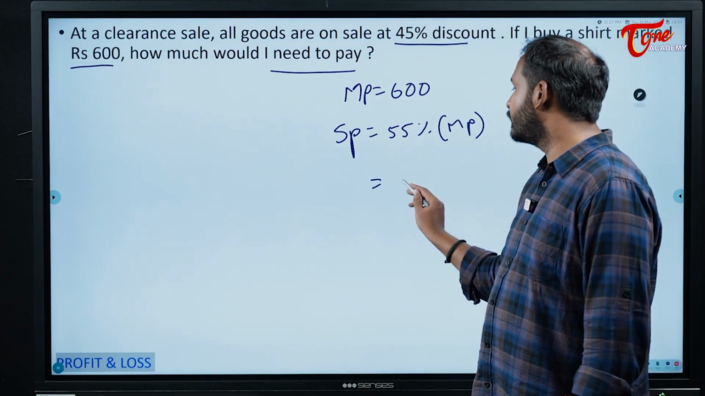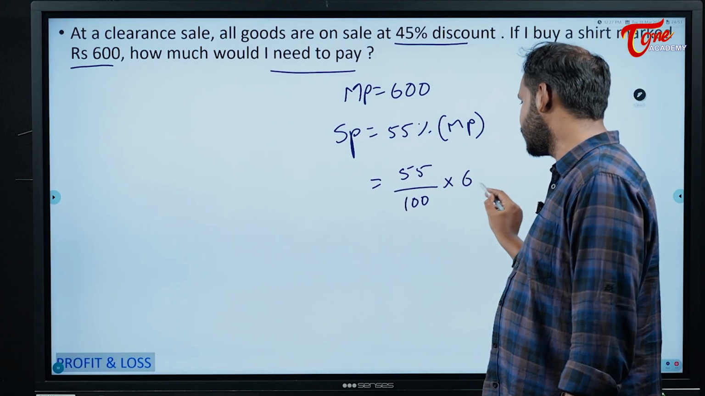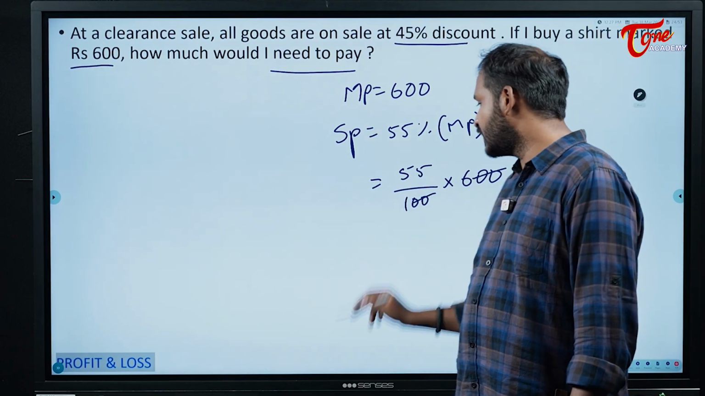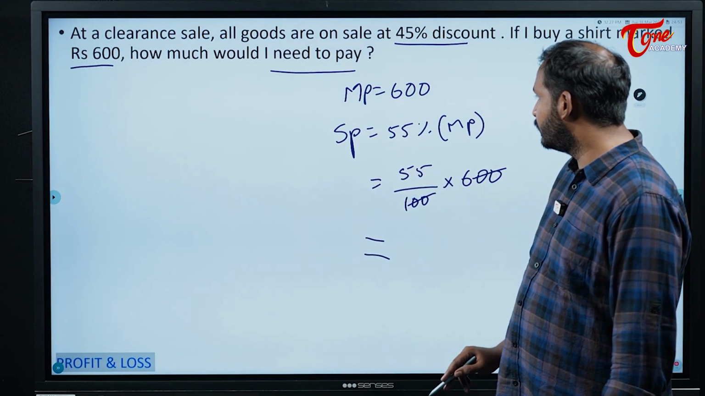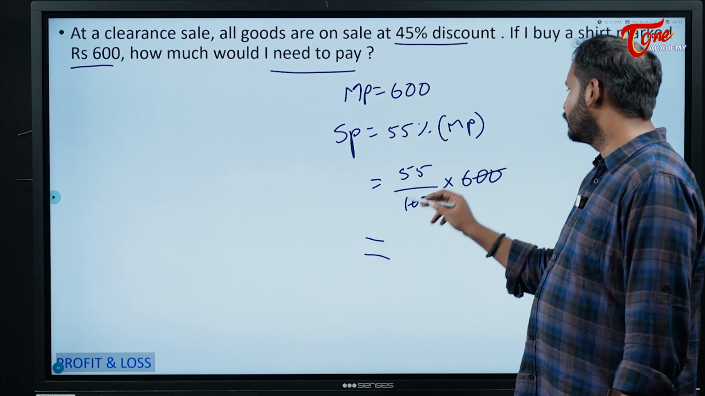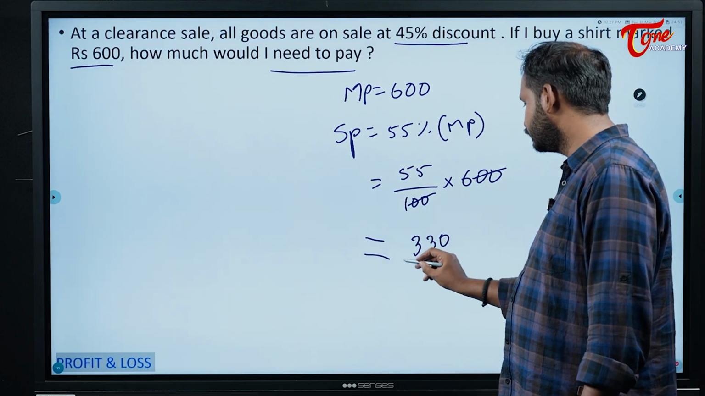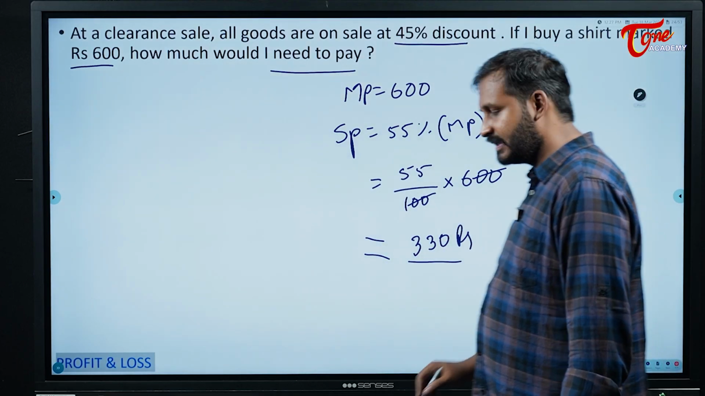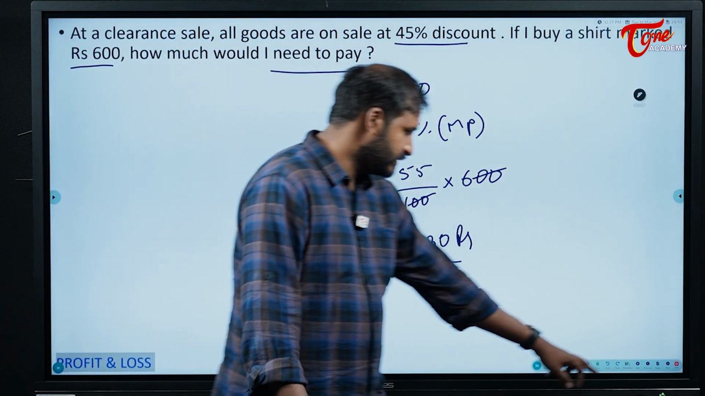So in this case, what happens for me? 55 by 100 into what is the marked price they have given for us here? 600. The zeros get cancelled. So 55 sixes, what will we get here? 330. So I need to pay just 330 rupees so that I will get that shirt. Next one.